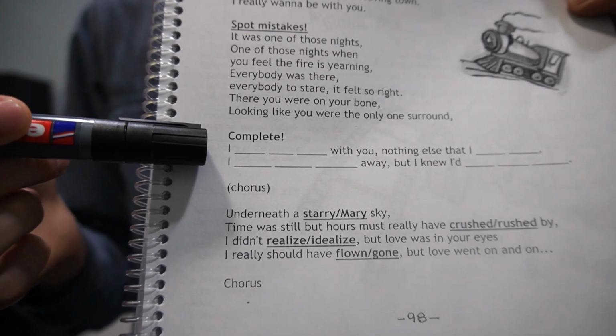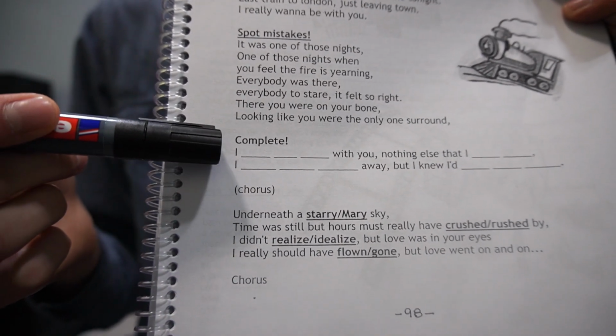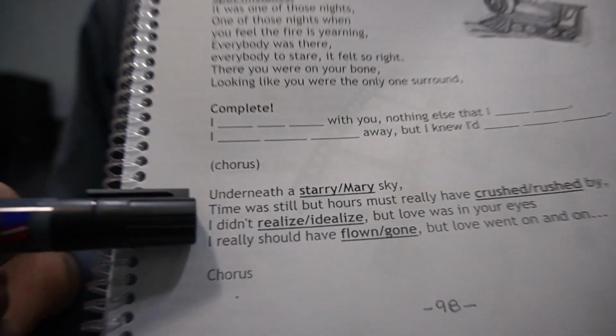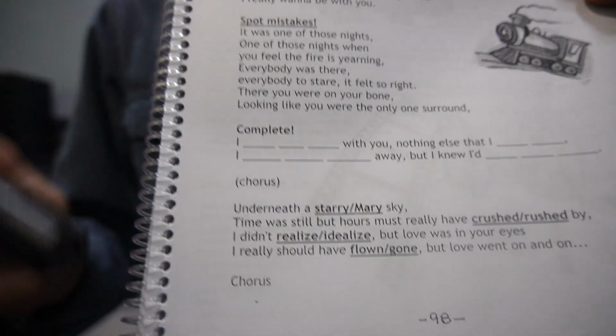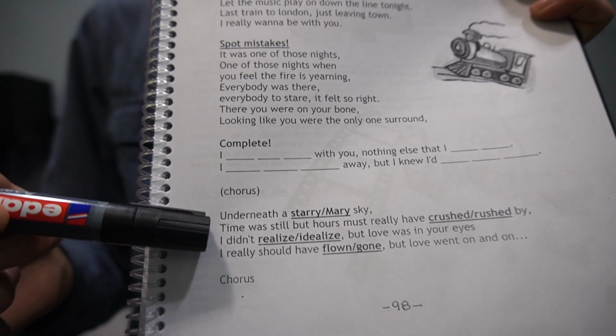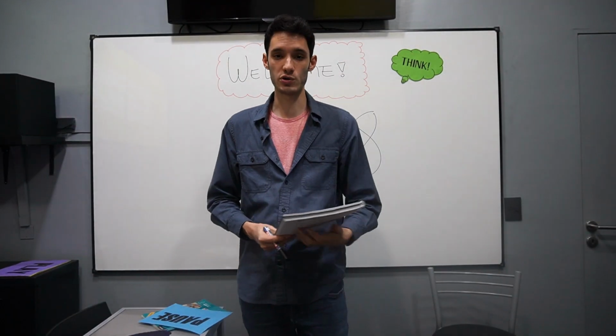Then you have complete, okay? So here we have to complete. And then over here we choose. We have to circle the word that is sung in the song, okay? So, this is how we're going to do this.